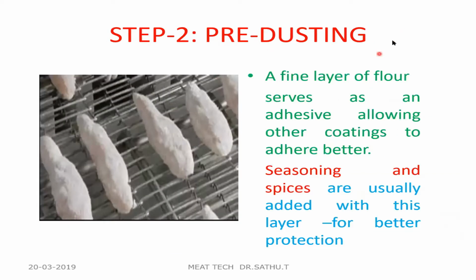Next is pre-dusting. So we have studied what materials we can use for pre-dusting. It should be a very fine layer. It serves as an adhesive, allowing other coats to adhere better. So it will act as a foundation coat, we can say, on which the other coatings will come and bind. And to this pre-dust, seasonings and spices can also be added, usually with this layer for better protection. This will also give better flavor, and the spices will also have some antibacterial effect.